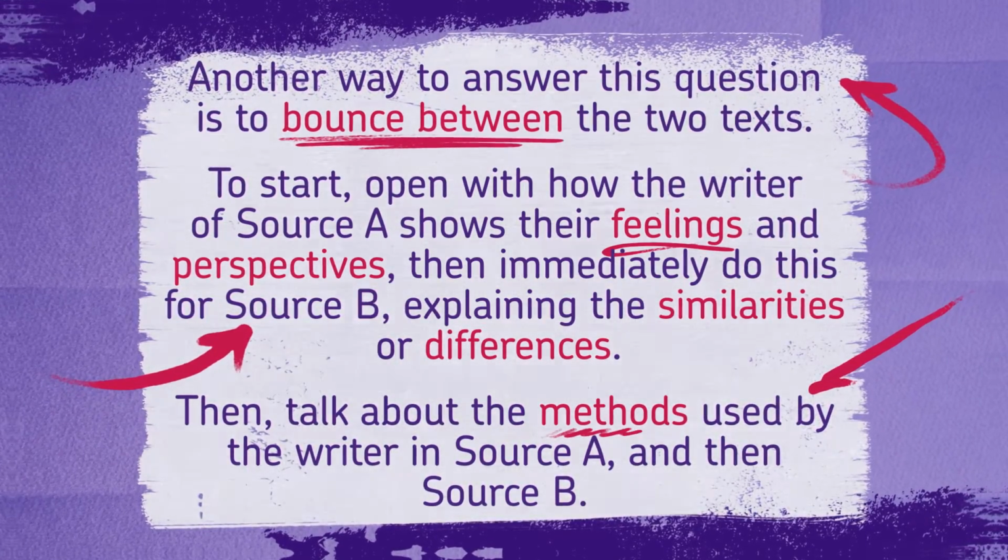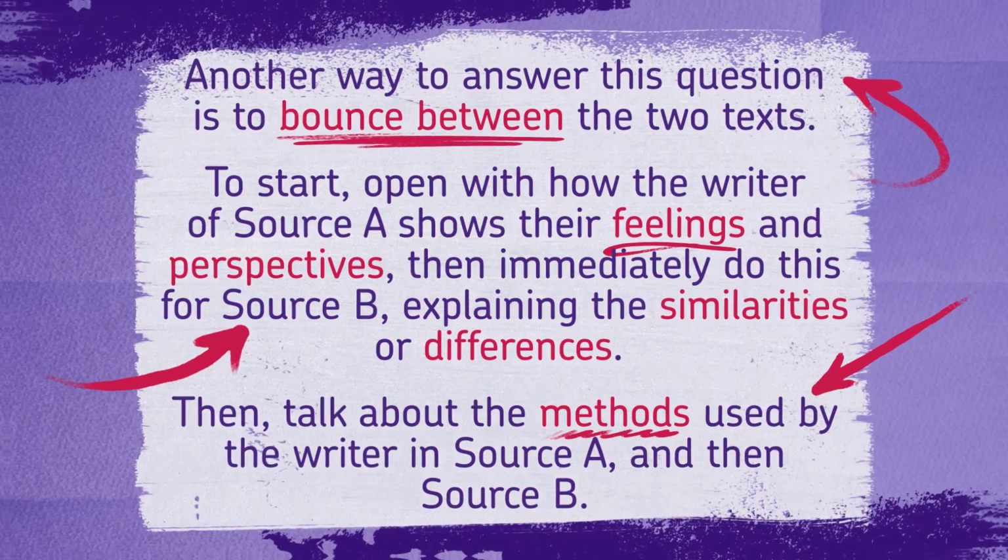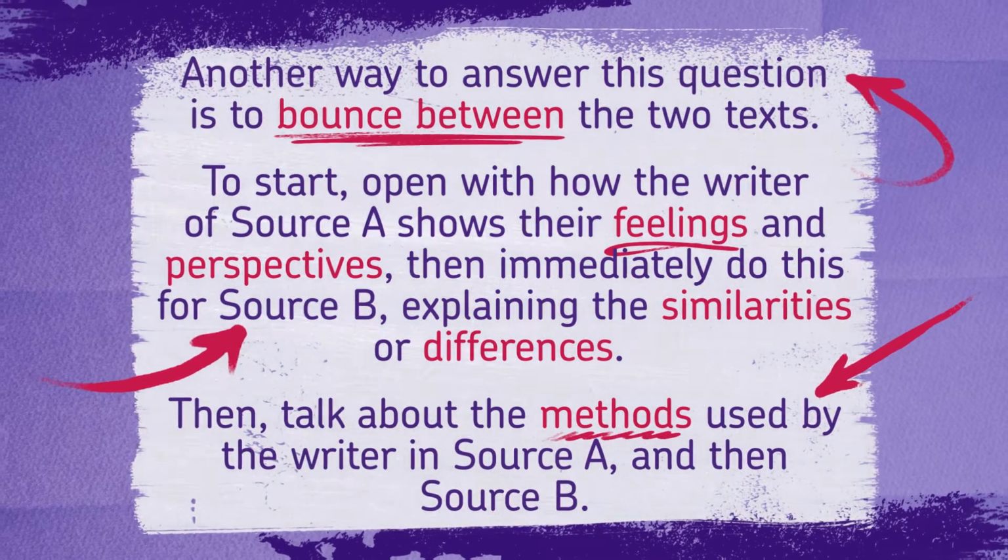Then, talk about the methods used by the writer in source A, and then the methods used by the writer in source B. Using this method, you're more likely to identify comparisons between the texts and show that you understand them. Now we have a good understanding of what you need to include in your answer, what does this look like in an exam? Let's look at an example.